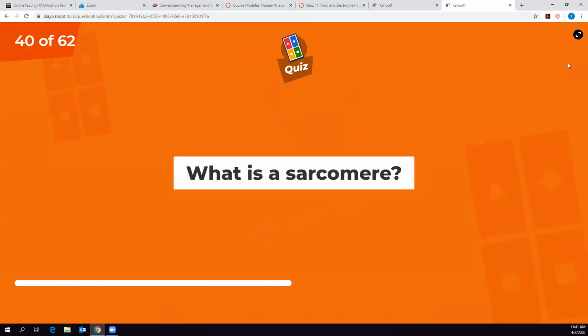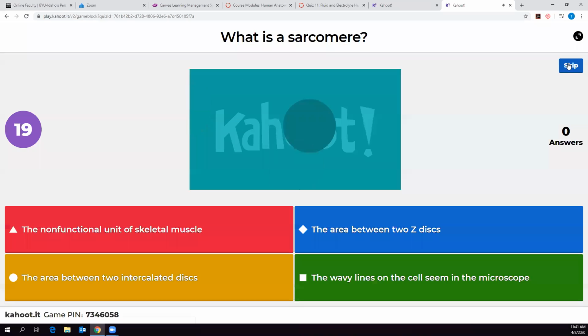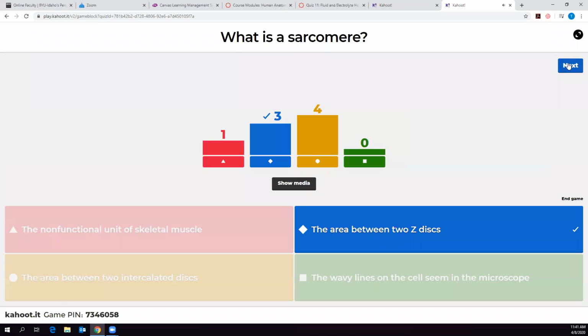All right, what is a sarcomere? Yep, remember it's the area between two Z discs. It's not the area between intercalated discs, you guys. Those are in the heart, okay? The Z discs, though, are the edges of the sarcomere.